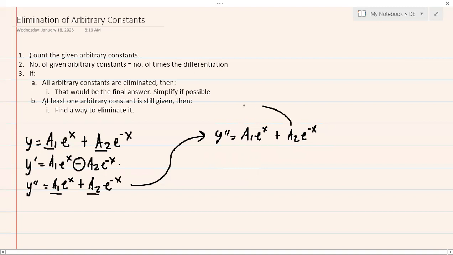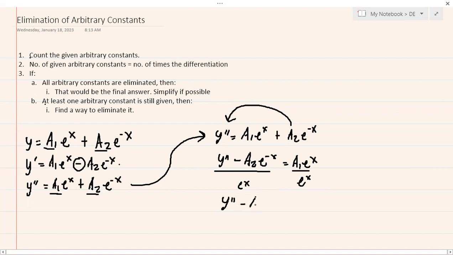By doing so, first I transpose a sub 2 e raised to negative x to the left side. So it becomes y second prime minus a sub 2 e raised to negative x is equal to a sub 1 times e raised to x. Then, to totally find a sub 1, I'll divide both sides by e raised to x, sorry. So therefore, I now have a sub 1 as y second prime minus a sub 2 times e raised to negative x all over e raised to x.